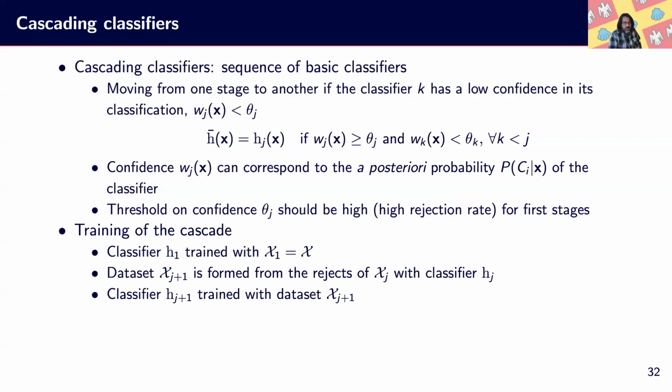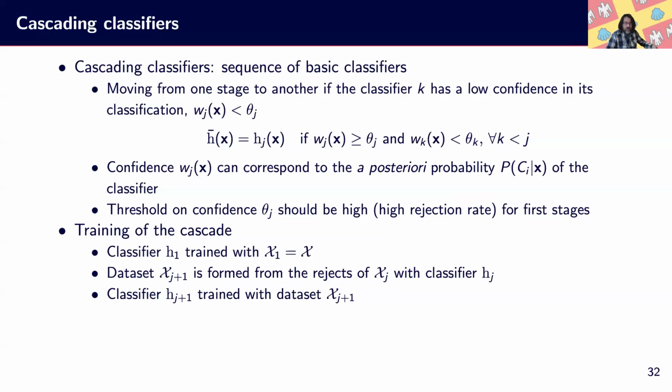For the training, basically, we train a classifier with the full data set to start with. We set some kind of high confidence threshold, and every sample that is rejected at that first stage is used to train the next stage. So we create the data set x_{j+1} from the rejections of the previous stage to train the classifier h_{j+1}, and so on.